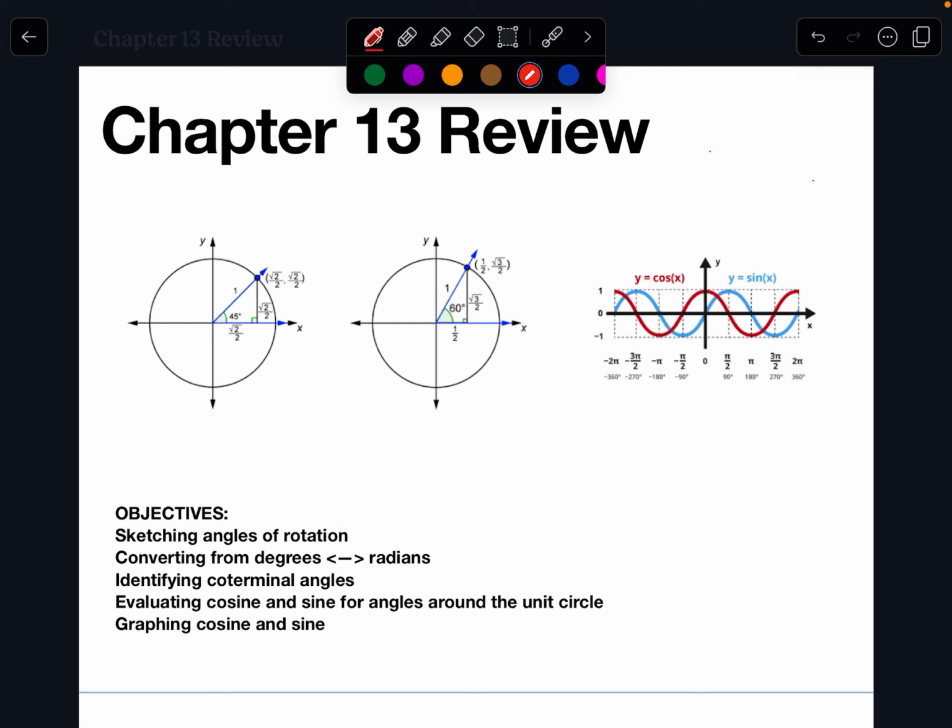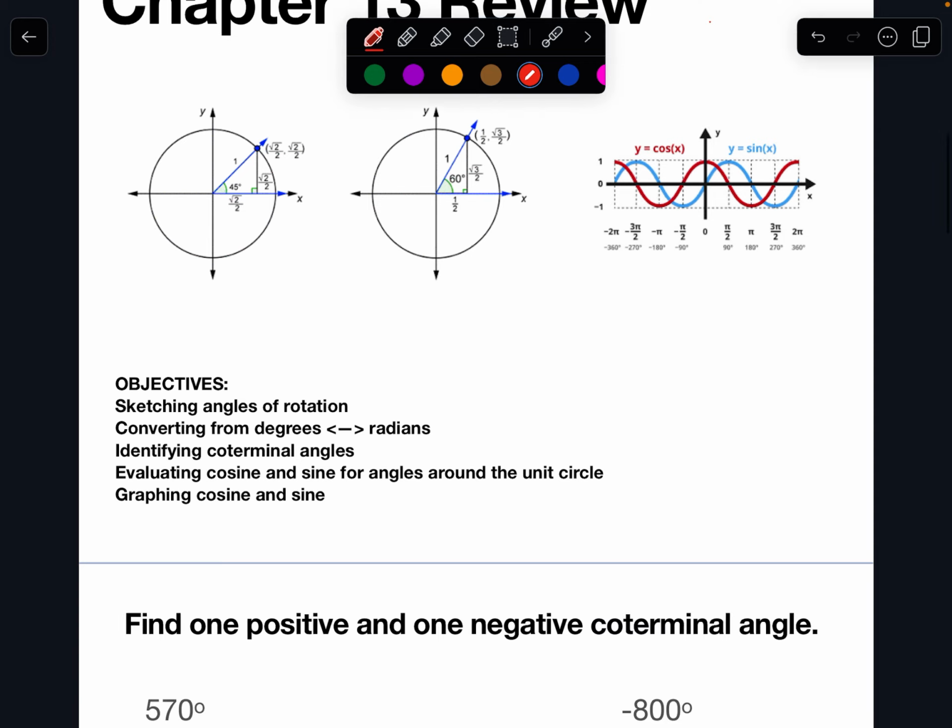Hello everyone, thank you for joining me today for this quick review of Chapter 13. Objectives from the chapter: sketching angles of rotation, converting back and forth between degrees and radians, identifying coterminal angles, evaluating cosine and sine, and graphing cosine and sine.